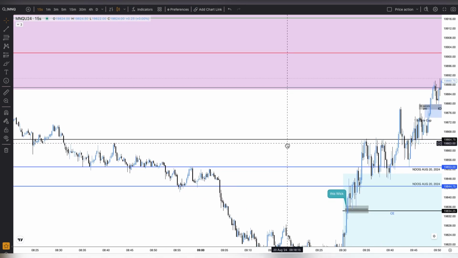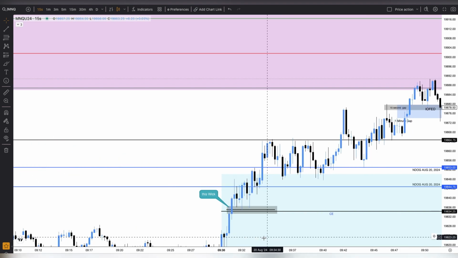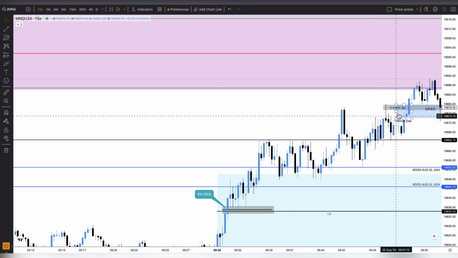ICT then identified a very significant bullish order flow signature. There was a gap on the 15-second chart and another gap on the 1-minute chart. The 15-second gap was situated in the upper portion of the 1-minute fair value gap.